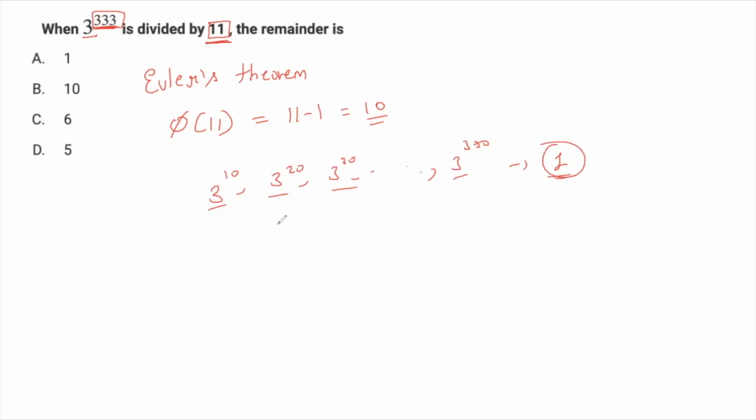The extra 3 remains. So we simply need to find the remainder of 3 power 3 when divided by 11. 3 power 3 is 27. On dividing by 11, the remainder is basically 5. And that's the answer to your question, the D option.